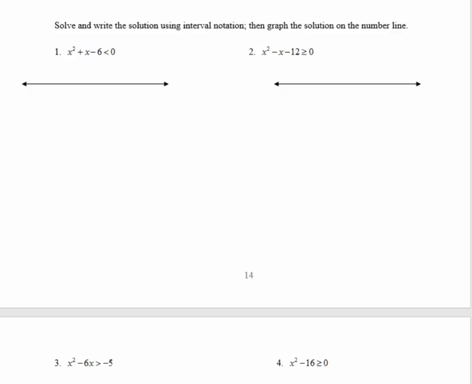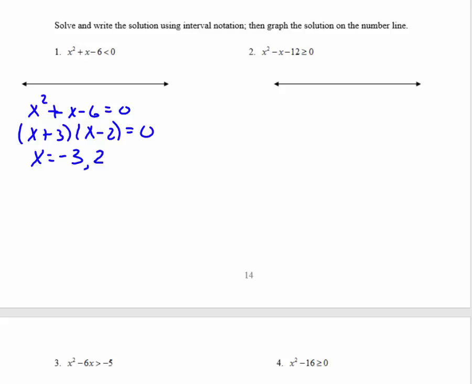Solve and write the solution using interval notation, then graph the solution on the number line. Number 1, x squared plus x minus 6 is less than 0. If we follow the steps on the previous page, we're going to pretend we have an equal sign. So x squared plus x minus 6 equals 0. Then we're going to see if it's factorable, and it does factor into x plus 3 times x minus 2 equaling 0.